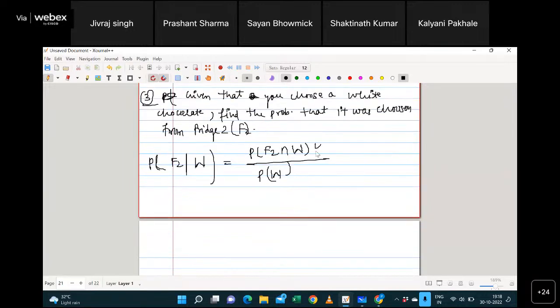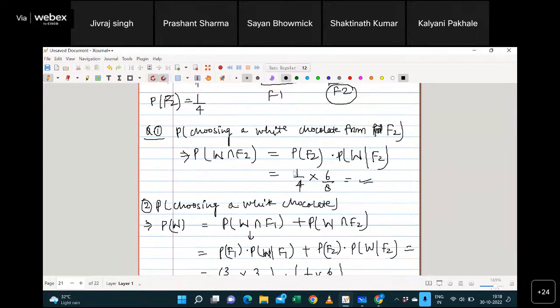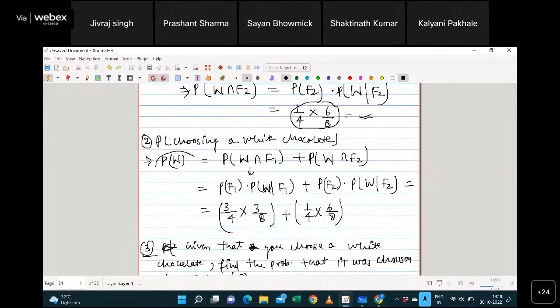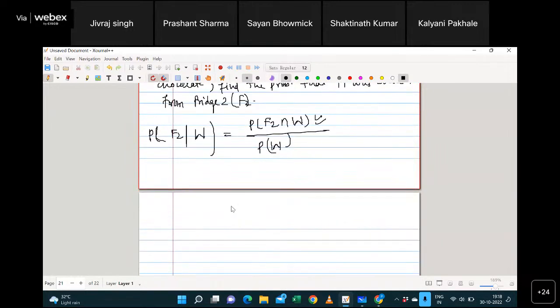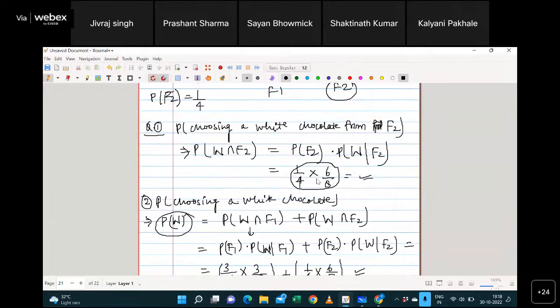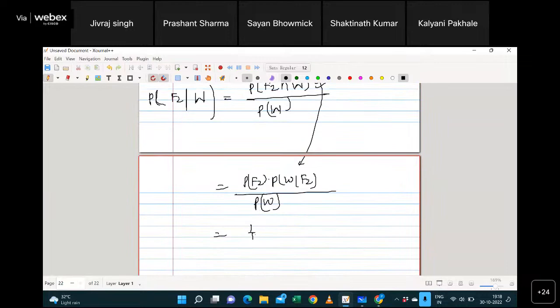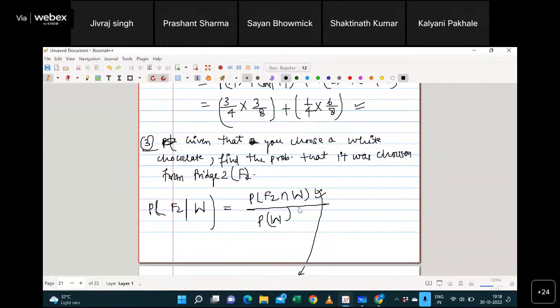What is the probability of F2 intersection W? This is nothing but what I have already computed. And what is the probability of white chocolate? That is also computed above. So we just have to put in the values. I can write the probability of F2 times the probability of white chocolate given F2, divided by the probability of white chocolate. The previous value is 1/4 times 6/8, divided by this quantity.